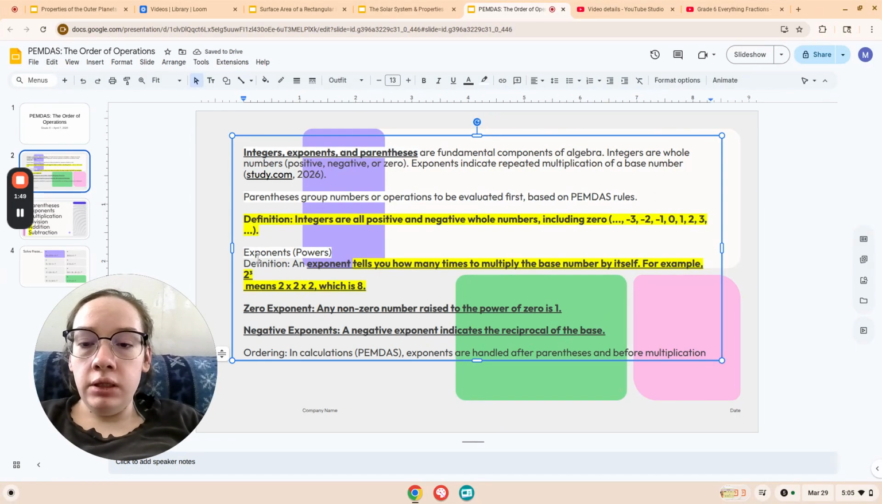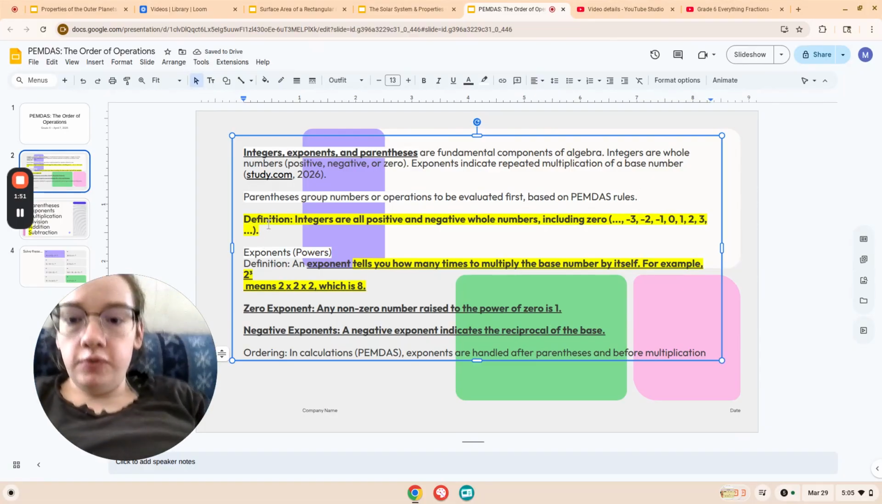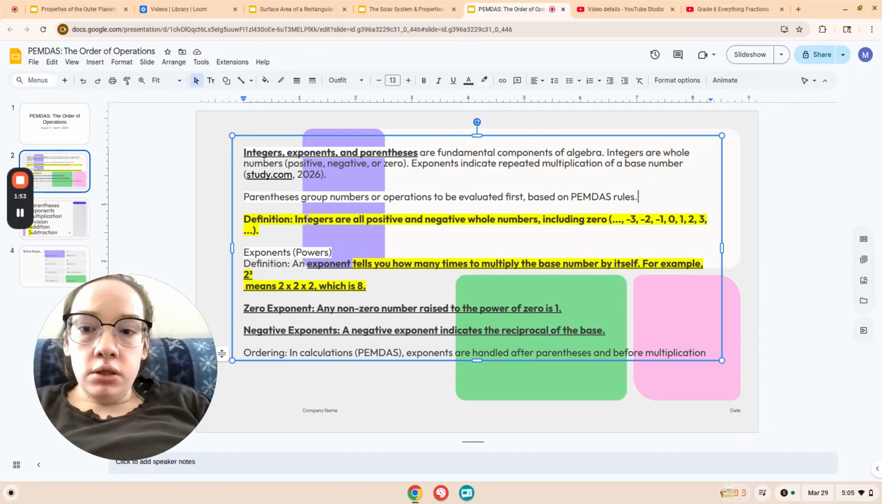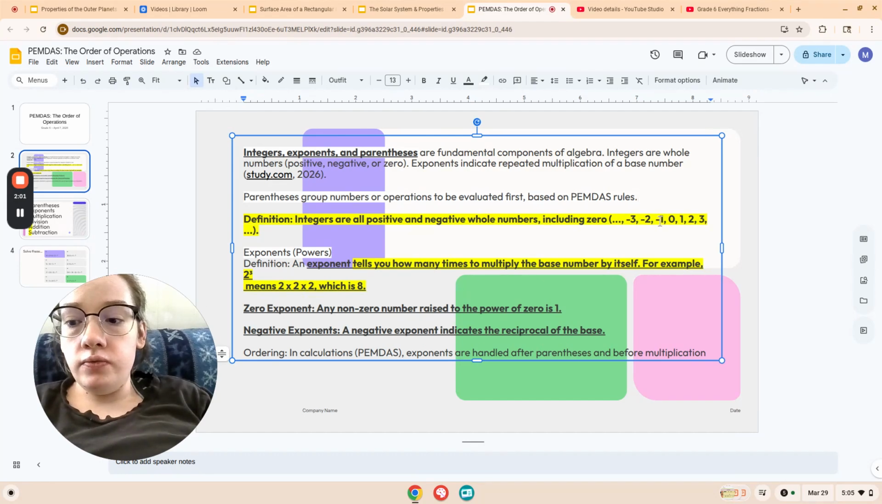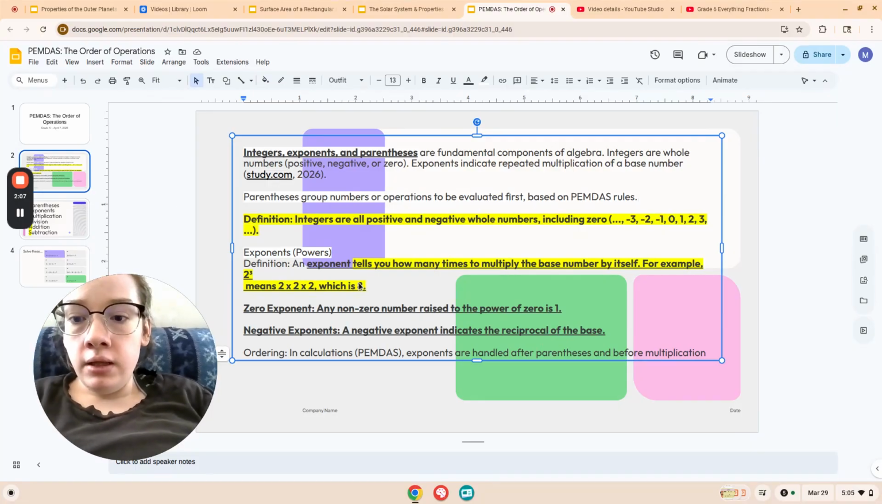Okay. Again, let's reiterate the definition of integers. Integers are all positive and negative whole numbers, including 0. So -3, -2, -1, go on. So from there all the way, right? Keep going, 0, and then all the positive numbers are integers as well.